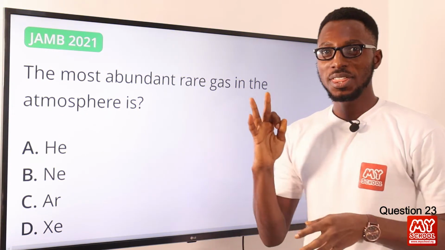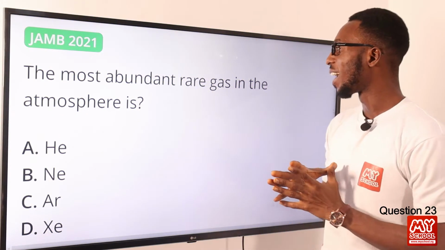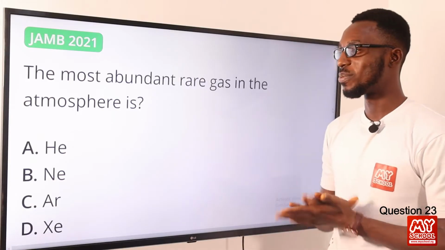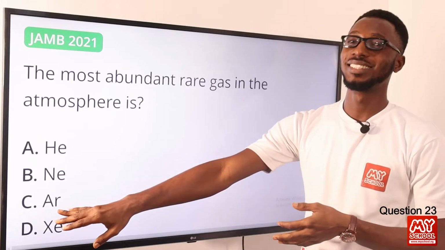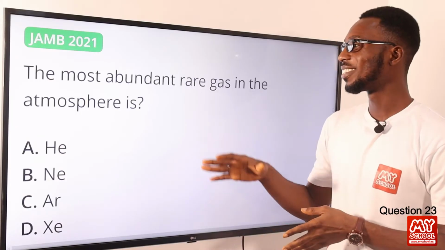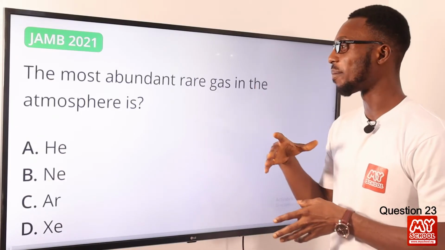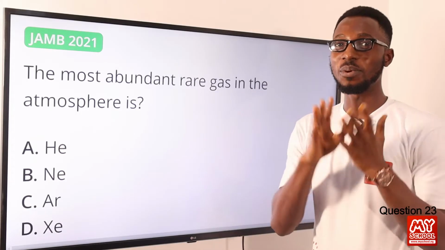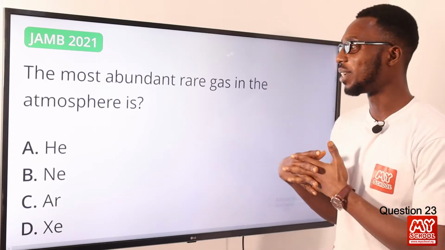Question 23. The most abundant rare gas in the atmosphere is what? That's actually argon. The symbol is Ar. When you talk about rare gases or noble gases, they belong to group 0 of the periodic table.